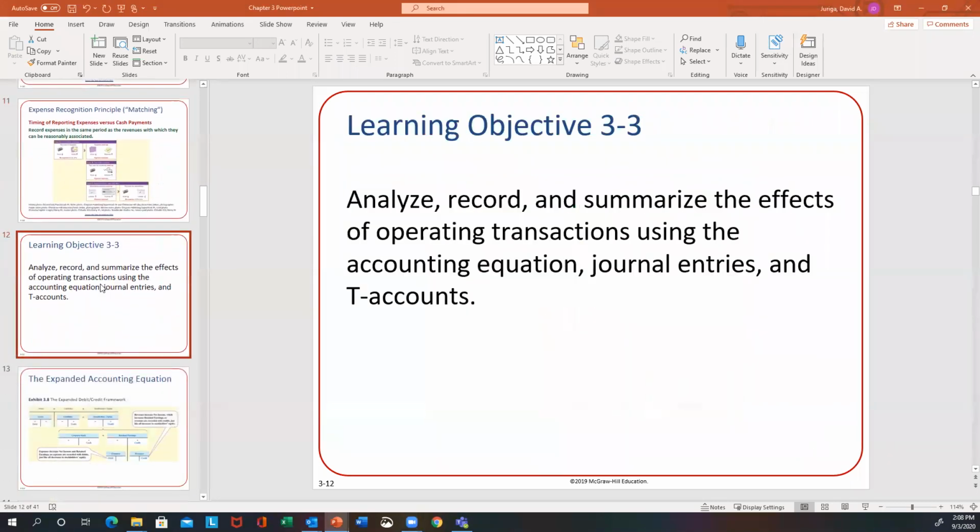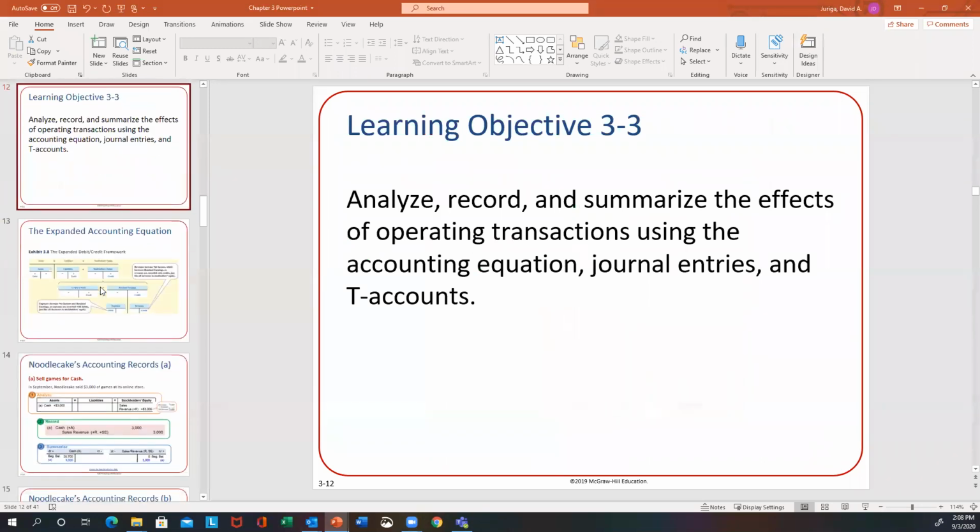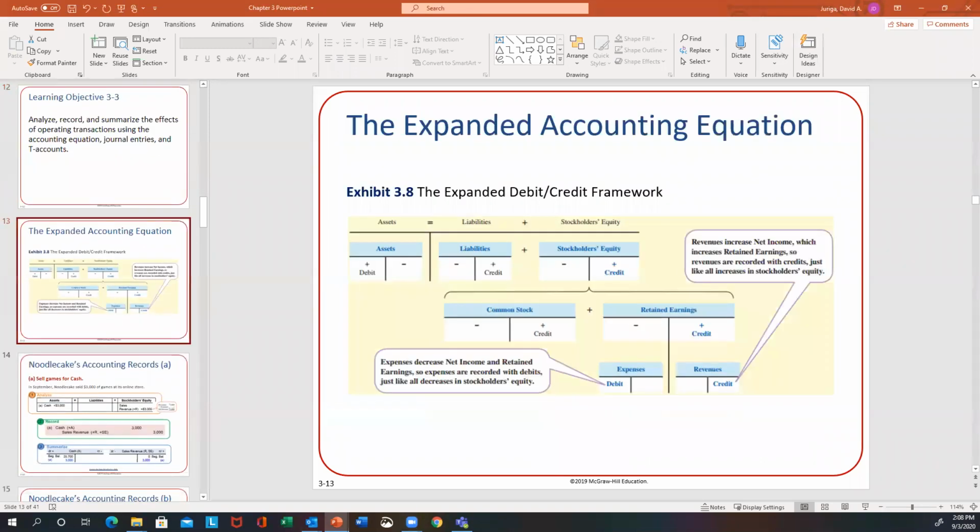Okay, so next up, we'll take a look at some transactions. Again, we'll go back and follow the accounting equation. We'll look at T accounts and journal entries, just like we did in chapter 2. So again, here's our expanded equation. Notice your assets, liabilities, equity.